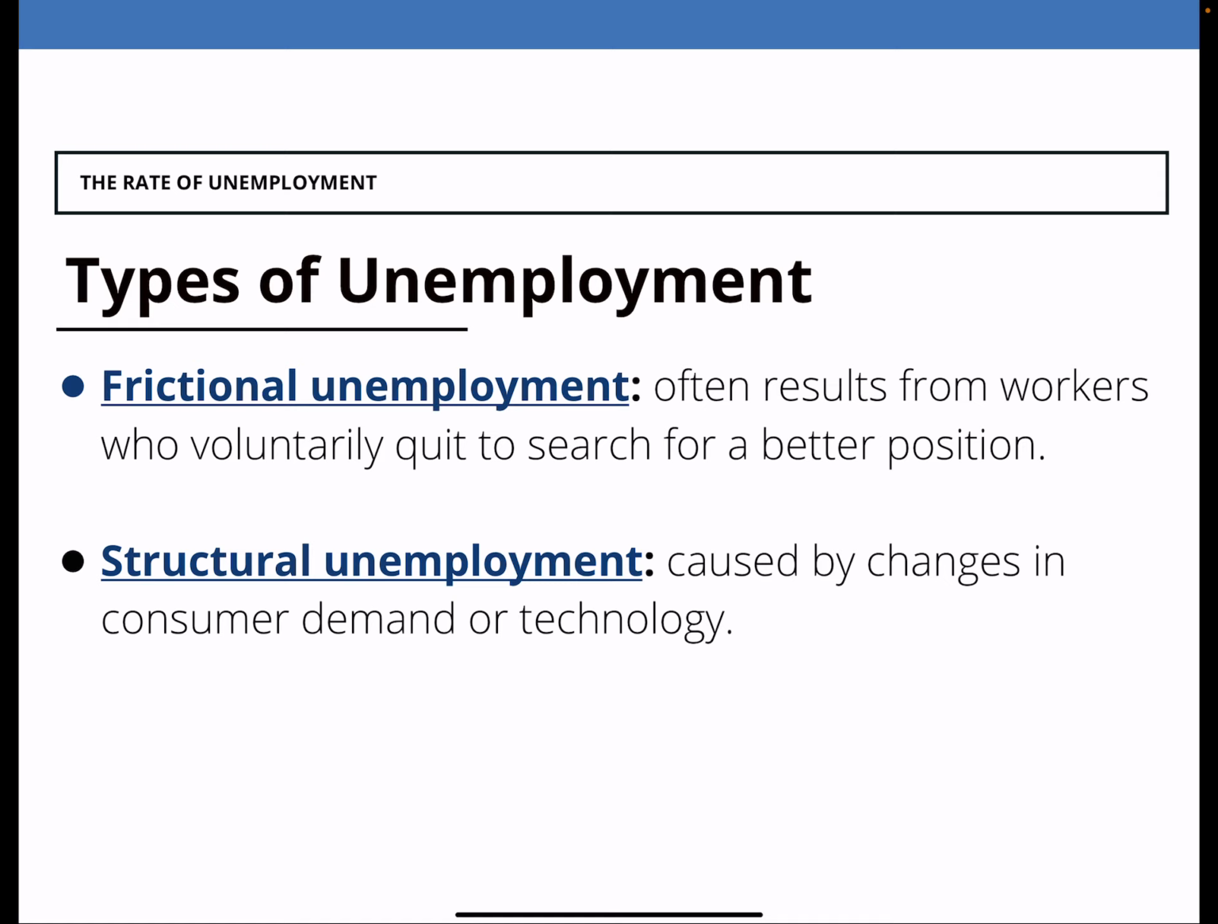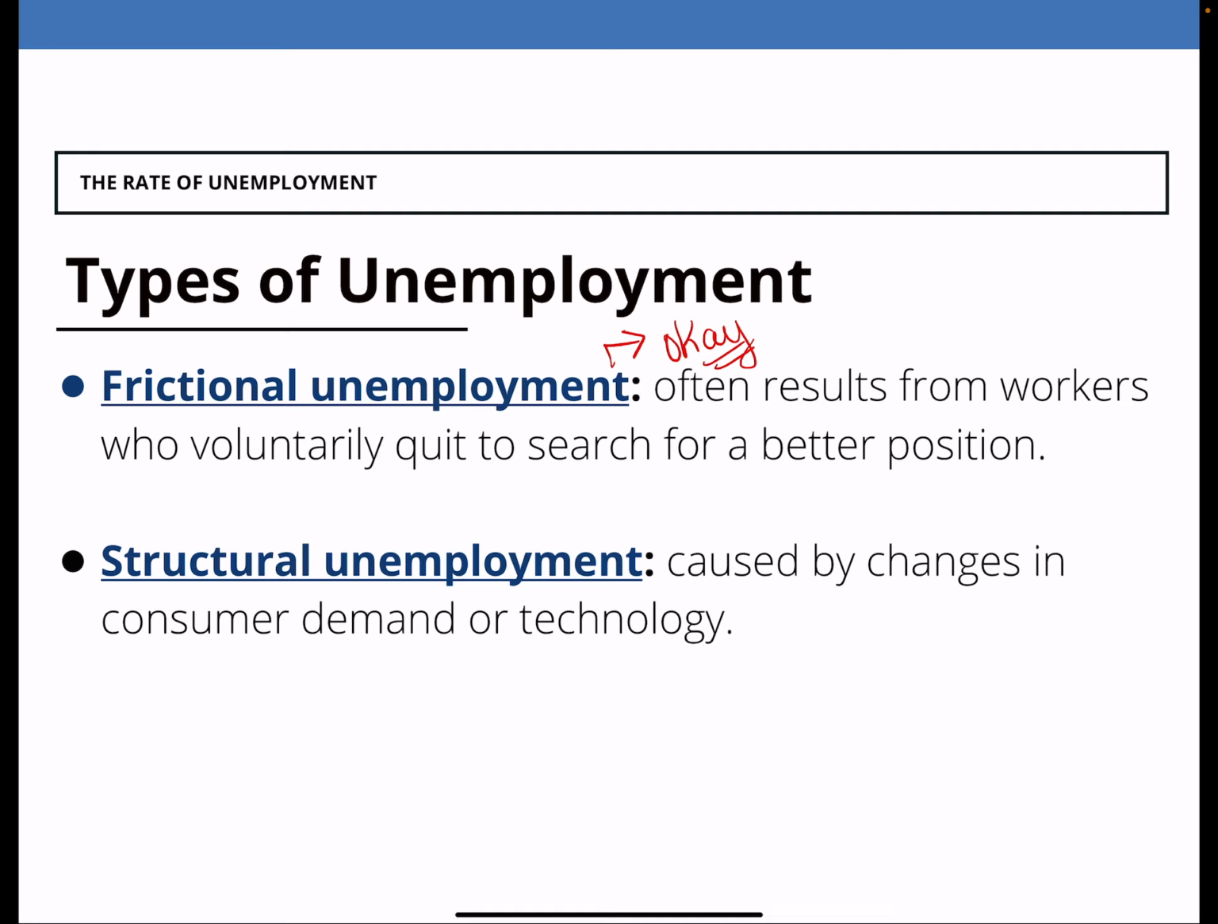So frictional unemployment, from an economist point of view, we actually think this is okay. This is a good thing. This makes our economy better. Why? We're focused on efficiency. We want that resource of labor to be used to its maximum productive capabilities.